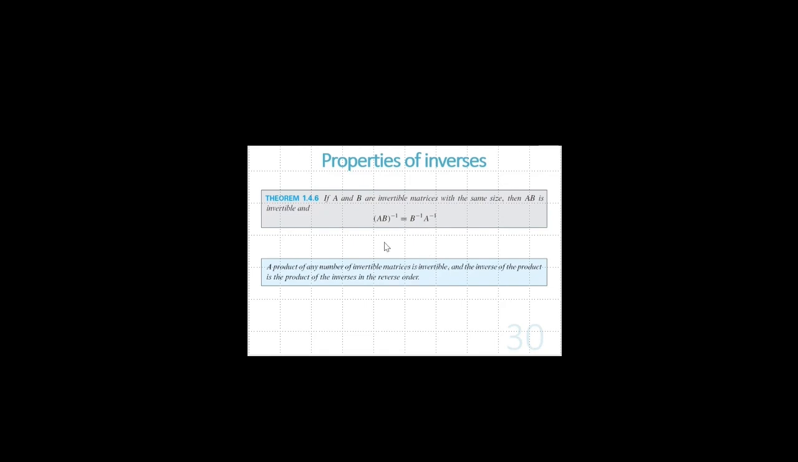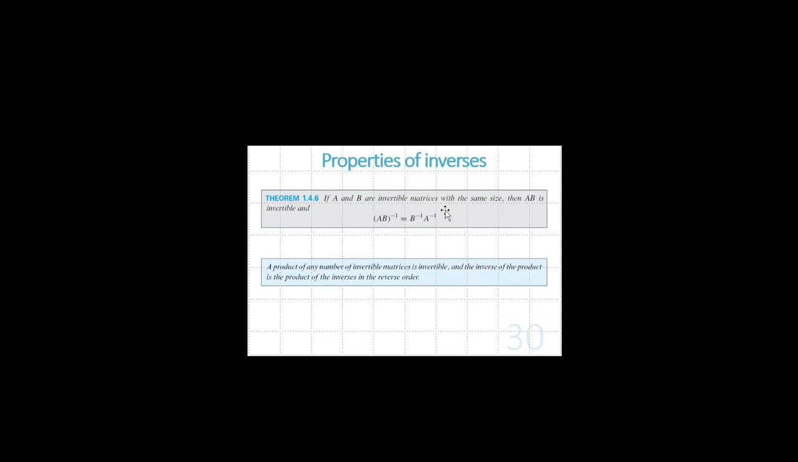So the next thing is, if A and B are invertible matrices of the same size, so here we've got 2 invertible matrices, and they're the same size, then AB is invertible. And here is where it gets interesting. You've got to take care of this notation. The inverse of the product AB is going to equal the inverse of B times the inverse of A. So notice the order here. This will only hold true if A and B are invertible matrices of the same size, then their product will be invertible as well.